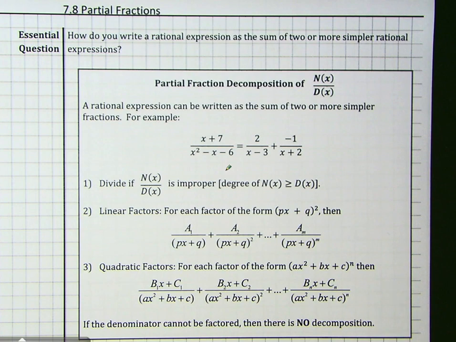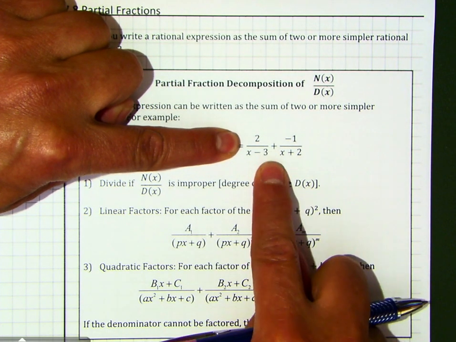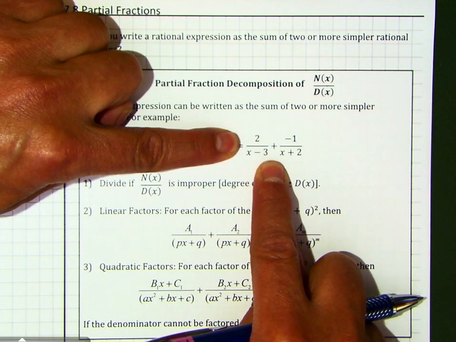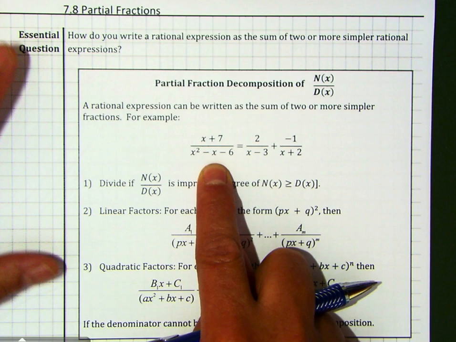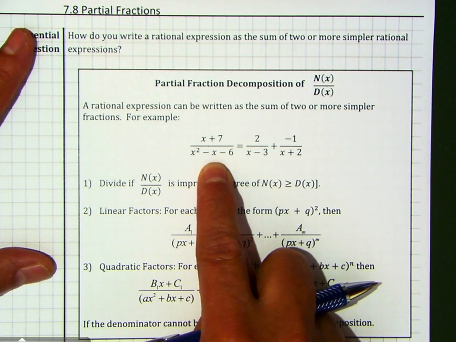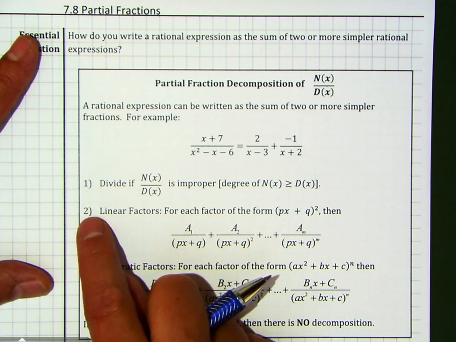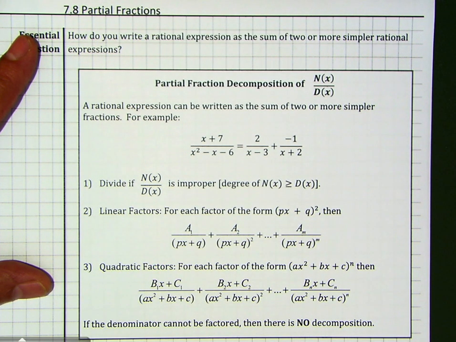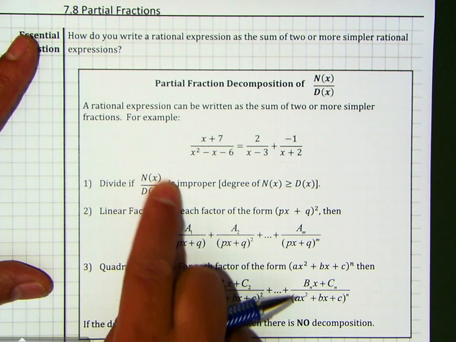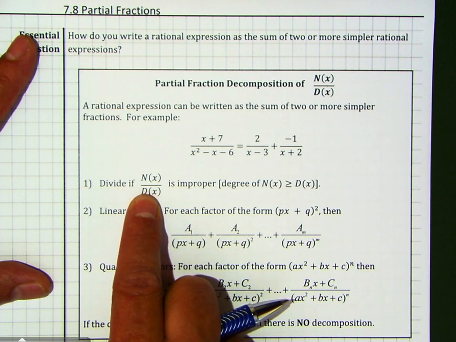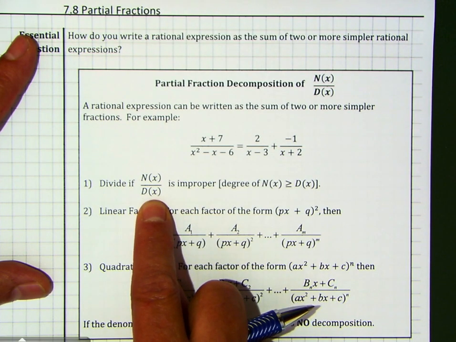Back from Algebra 1 and Algebra 2, we kind of did the opposite, where we had the sum of two expressions and we added them together. So now, not till now, are we going to have the tools to be able to go the other way. And there are three simple rules. Divide. If your expression is improper, then we can do the long division to divide it.